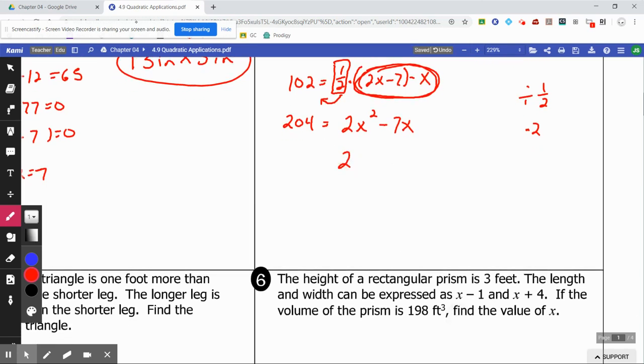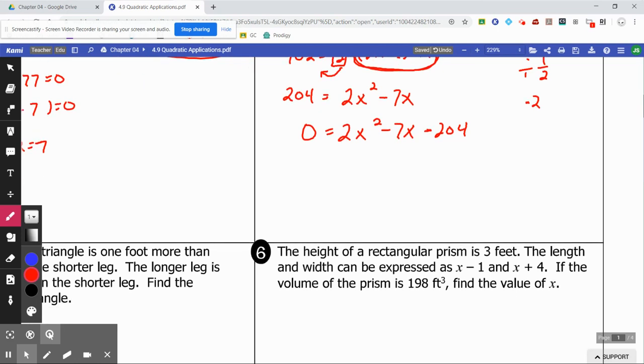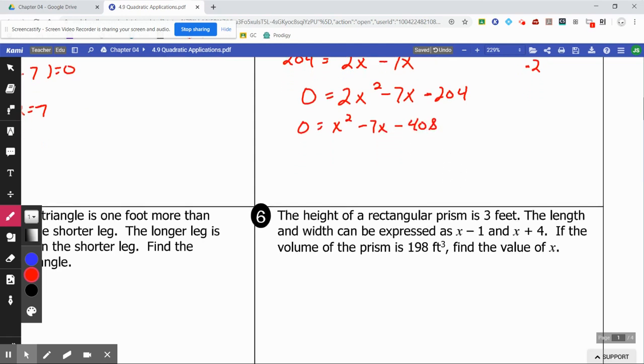Move everything to the same side. 2x squared minus 7x minus 204 is equal to 0. Again, I always like to see if it's factorable, so let's try our slip and slide. X squared minus 7x minus 408. So we've got to find two values that add to give you negative 7, multiplies to give you negative 408. And you can play around with that, but it's going to be a negative 24 and a positive 17.